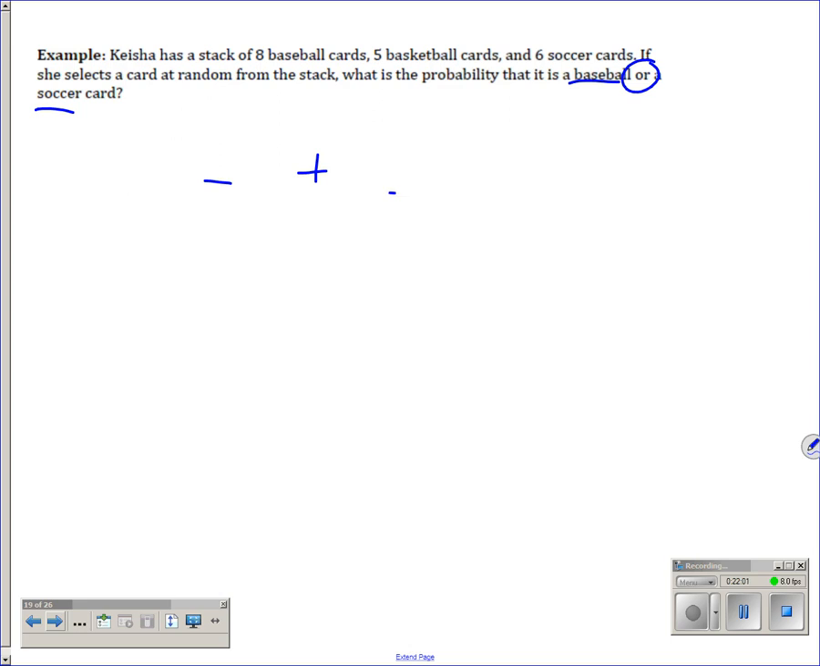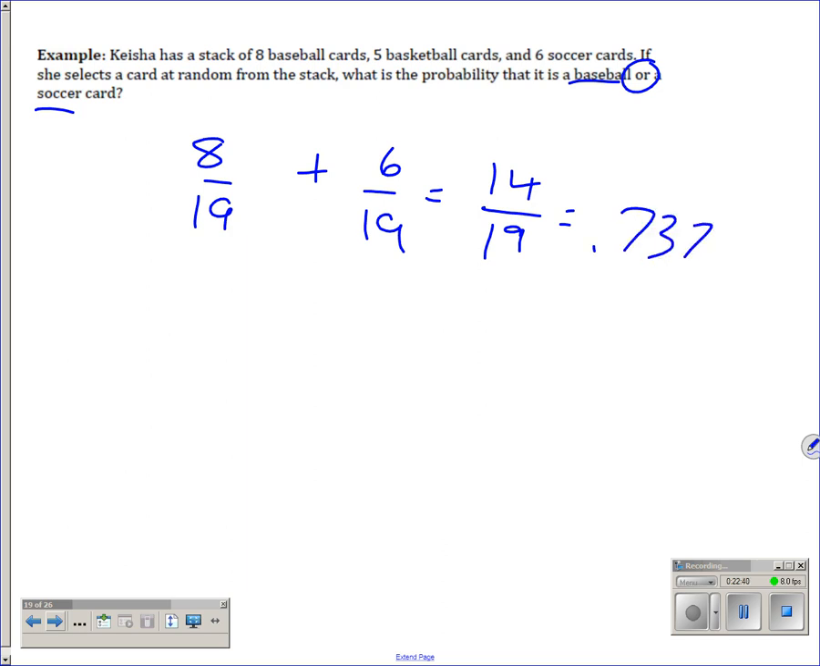I got 2 separate events here. What's the probability that it's baseball? 8 out of, is that 19 total cards? Yeah. And a baseball card cannot be a soccer card. They're mutually exclusive. So that would be 6 out of 19 for a grand total of 14 out of 19. So if I wanted the probability of getting a baseball or a soccer card, well, I have 14 possible cards I can pick from out of 19, which is 0.7 something. Thank you. Questions on that?